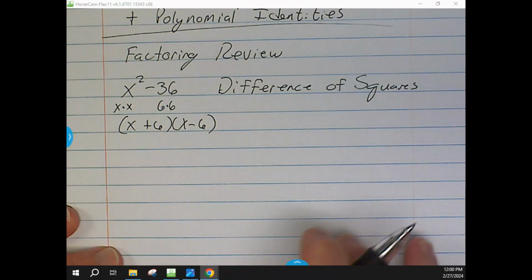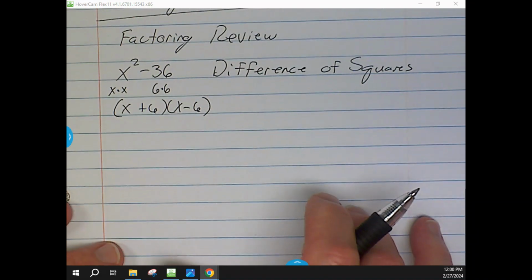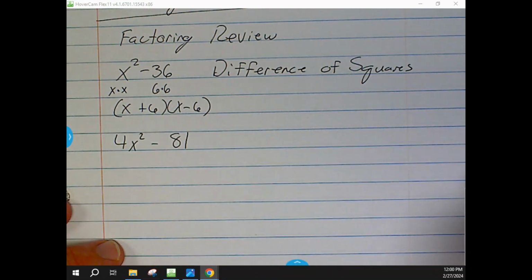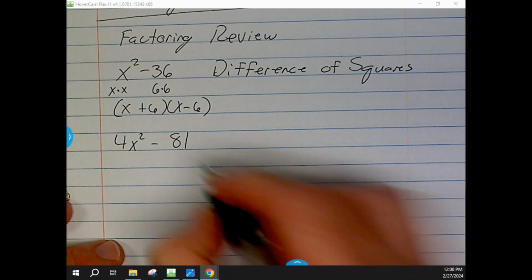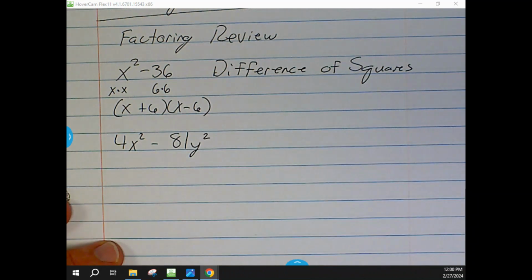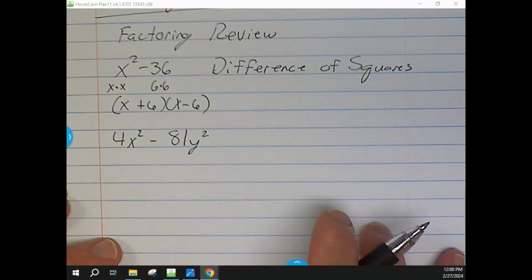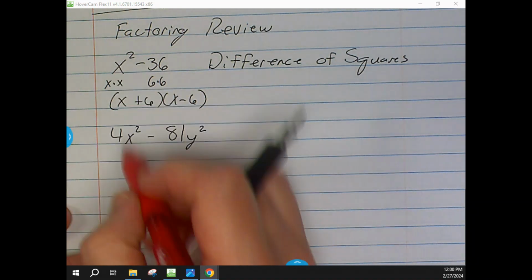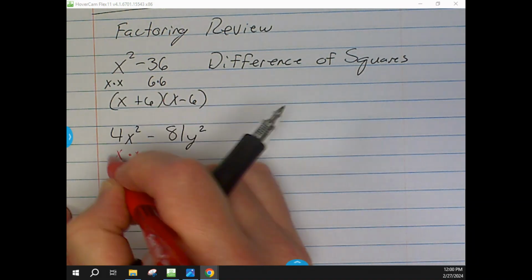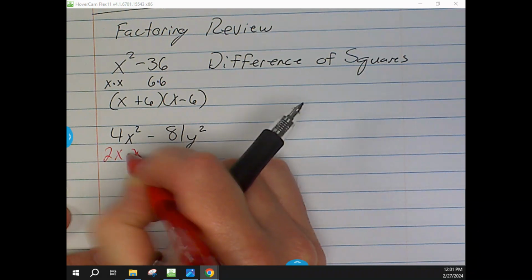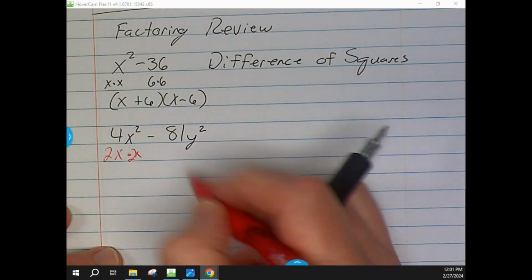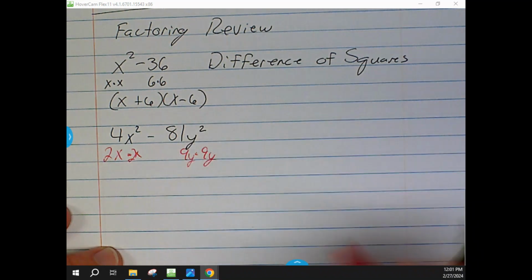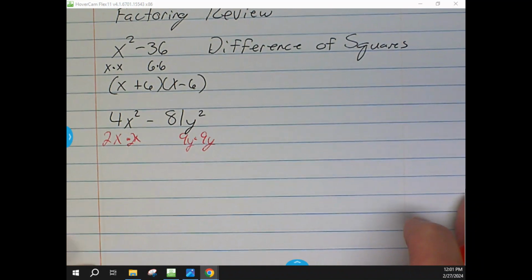All right, now where it gets a little bit more complicated with some of these, and again, just going back and reviewing. If it was 4x squared minus 81, but if they throw an extra variable in there, make it like y squared, it's still going to be basically the same thing. If you've got 4x squared, if it's x squared, it's still x times x, but because it's 4, it's 2x times 2x. 81 would be 9 times 9, but because it's y squared, we just need a y and a y. So if they give you an extra variable, you just have the extra variable tacked onto the number there.